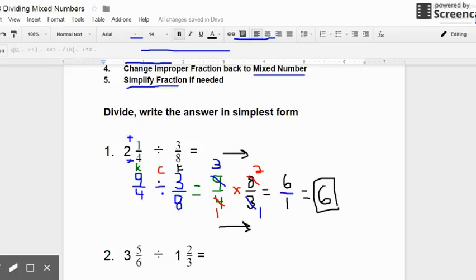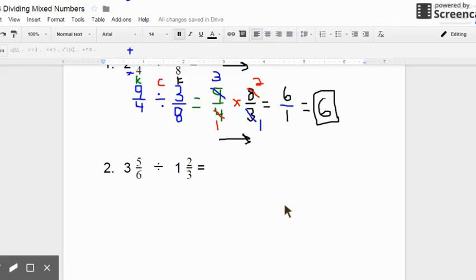Remember, we can't leave it as an improper fraction like 6 over 1, so we have to make the change. If you had multiplied across, that would have been perfectly fine. You got 72 over 12, and then you could have done the division, and 12 goes into 72 6 times, so that works out. So let's look at another one.